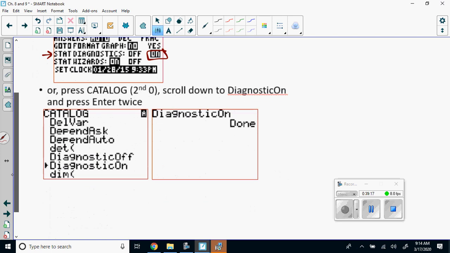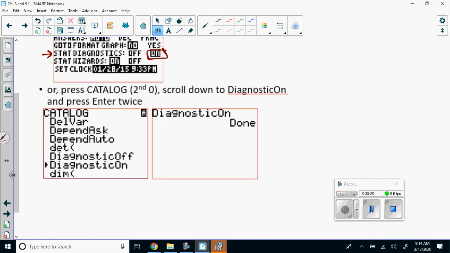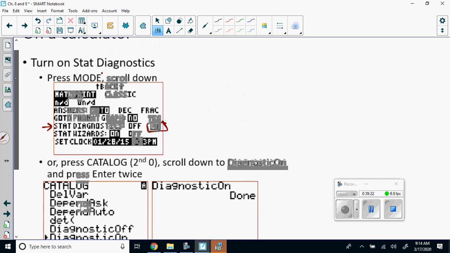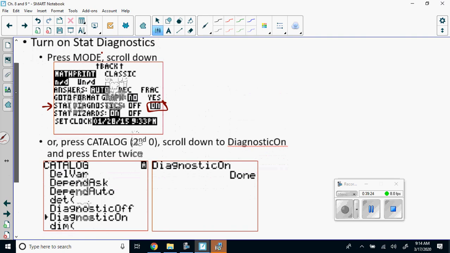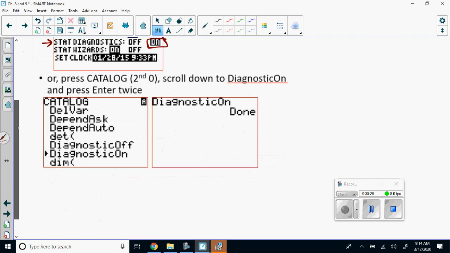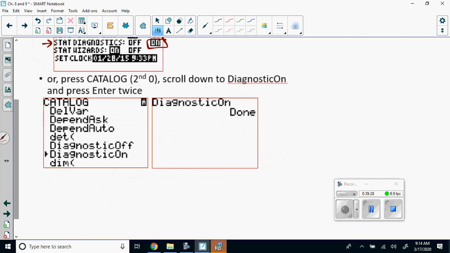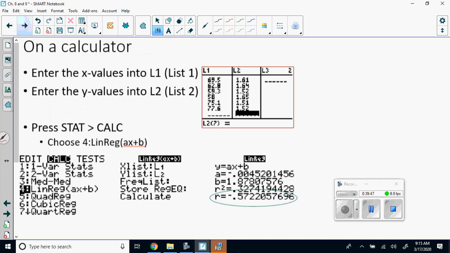This shows you another way to do it. It takes way too much work. This is much easier, but if your calculator happens to not have this option, this is how you do it. You go to catalog, and catalog is 0. So you press second, your blue button, and then the button 0 says catalog above it. You have to scroll all the way down a ton until you find the one that says diagnostic on, and then you just hit enter twice. So you've got two options there.